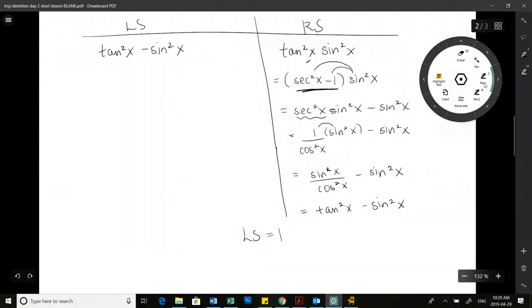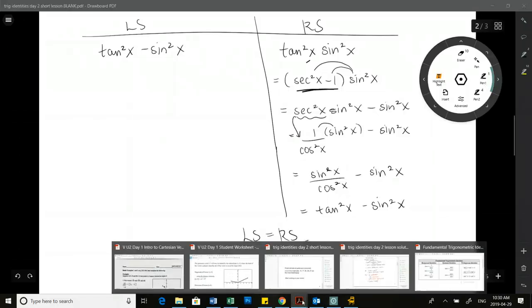So left side equals right side, and box. Any questions on this one? Joey? How did you get secant squared into the reciprocal square? So this is a reciprocal identity.